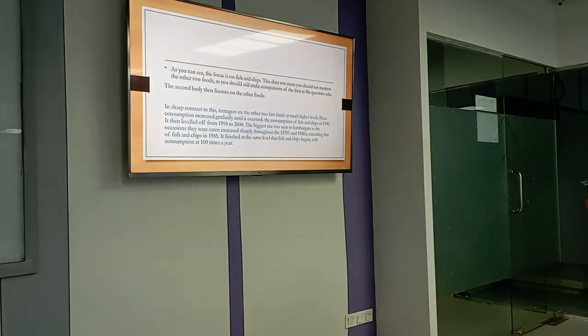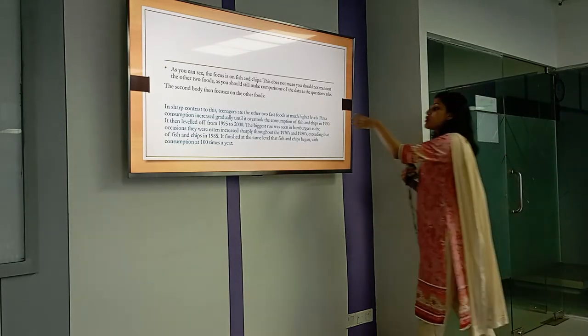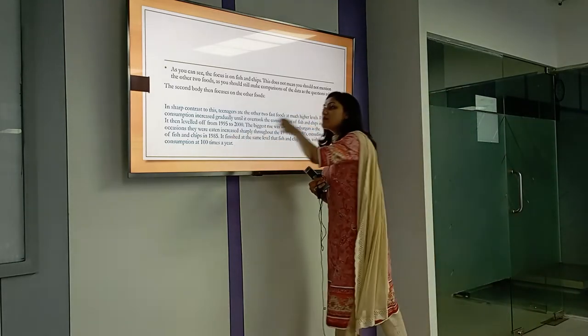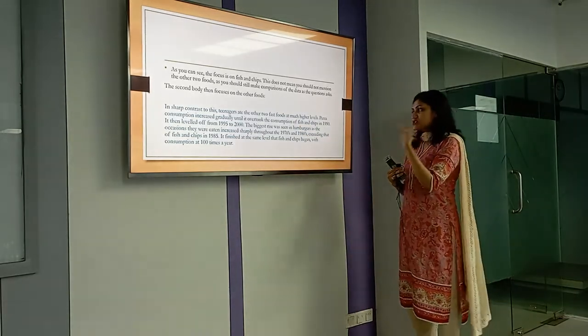So, it can go to the fast foods that are there. So, I mentioned two fast foods, right? Pizza, April, we talked about just pizza. Pizza consumption increased gradually until it took over the consumption of fish and chips.